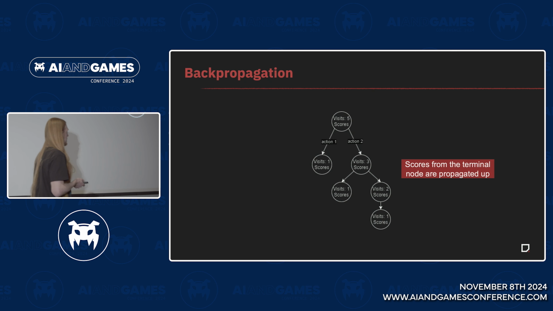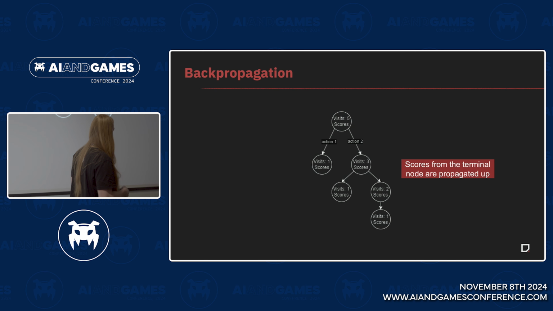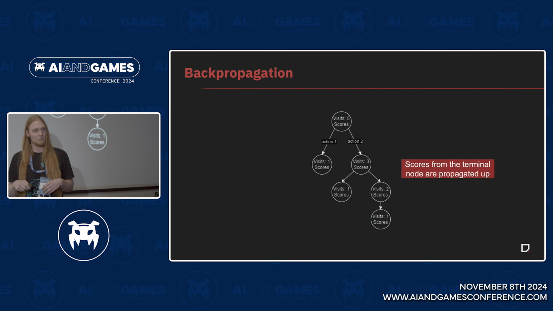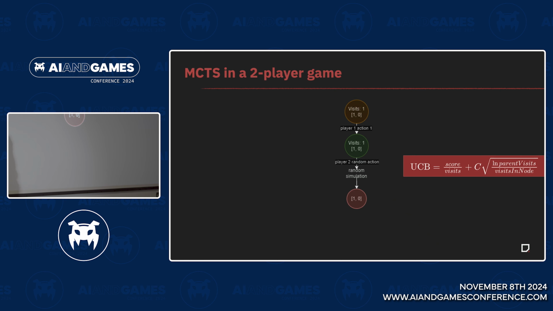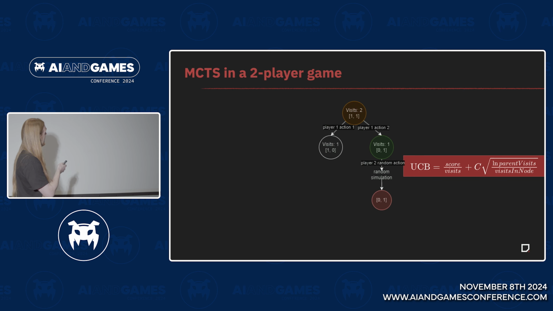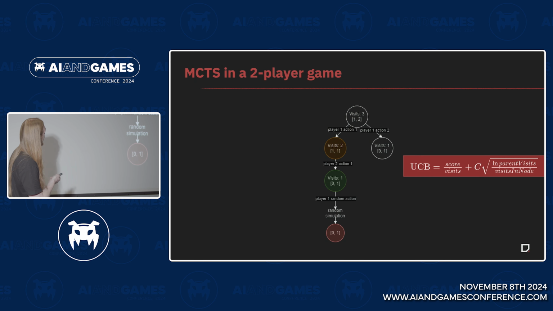Yeah, and the scores that we get from the evaluation are propagated up. So we keep score of the number of visits and of the scores for each player, and then based on that we can evaluate the action quality based on the upper confidence bound formula that I've shown you. Yeah, so this is how it would work in a two-player game. We start with the first action, we do random simulation, we accumulate the scores. In the second iteration, we do the same thing, but we select another action based on the formula. We do the random simulation till the end, and we accumulate the scores, and so on.